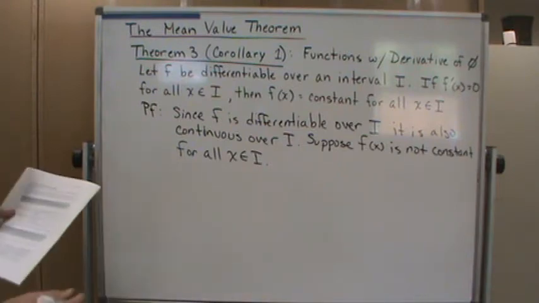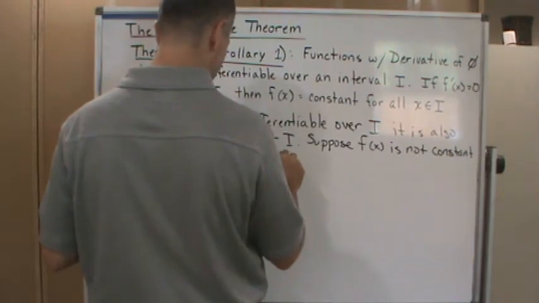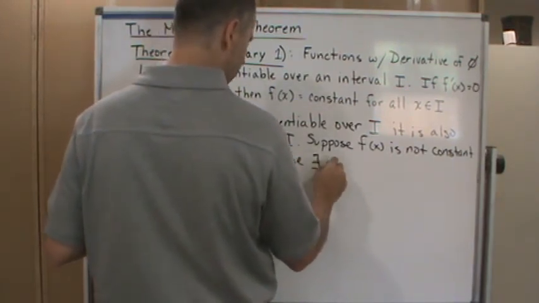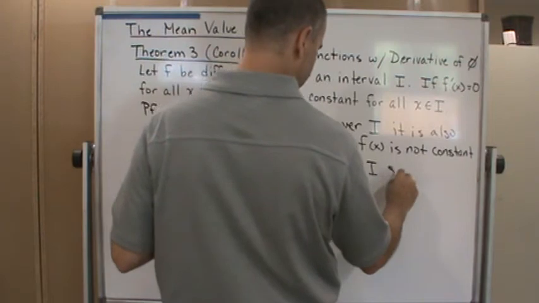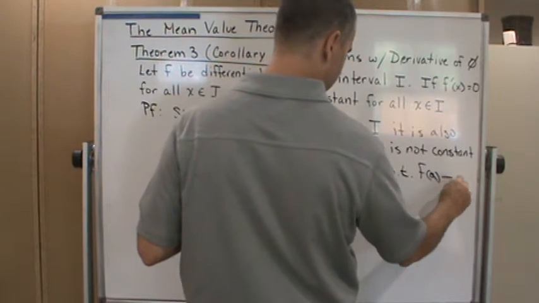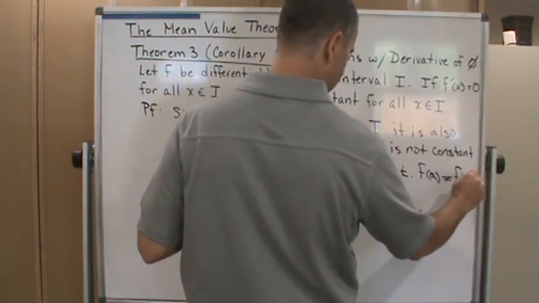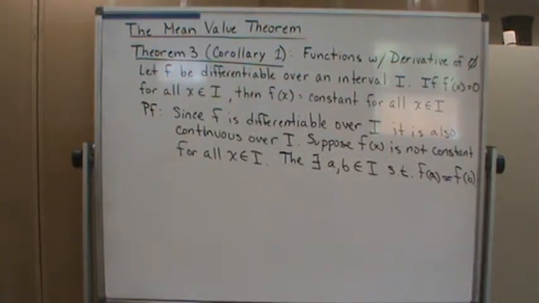If that's the case, then there exists A and B in I such that f of A is not equal to f of B, right? Because if it's not a constant function, then there has to exist A and B in the interval such that f of A is not equal to f of B.